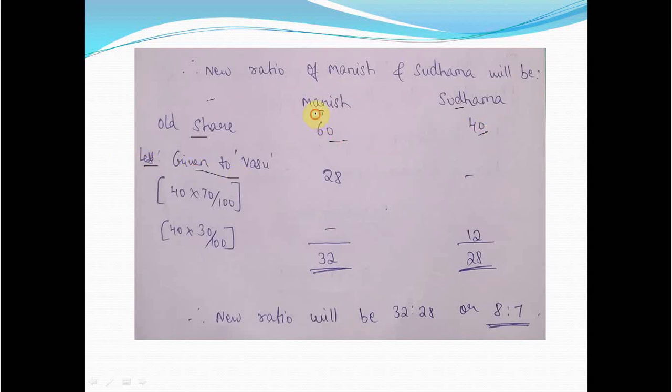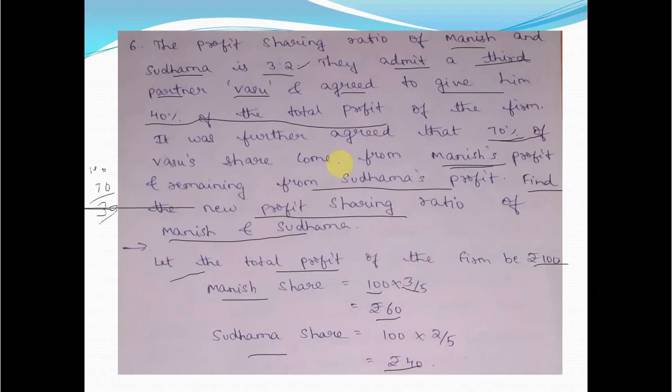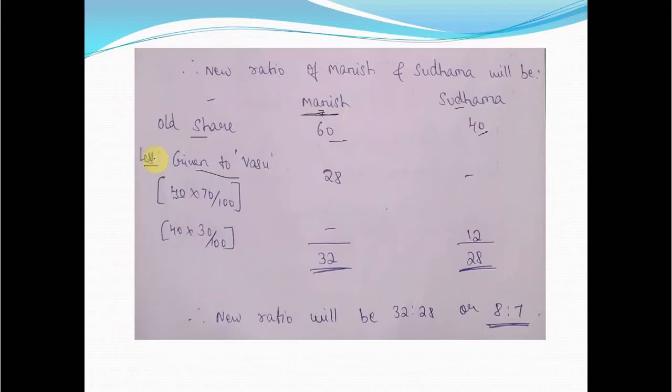How much is Manish contributing? 70%. So what is 40? 40 is the total already given. See here, already given 40% of total profit. That 40 is taken here. 40 into 70 by 100, since Manish is contributing 70%. That's why 40 into 70 by 100 equals 28.